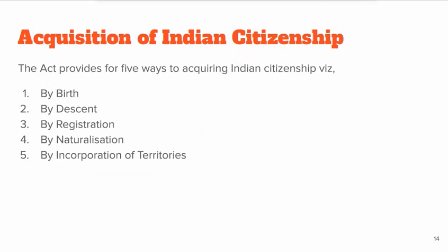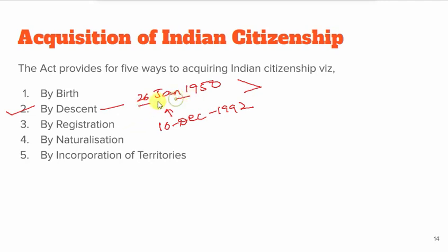Now, the second one, by descent. What exactly is this? Again, it has three conditions. A person born outside India on or after 26 Jan 1950 but before 10th December 1992 is a citizen of India by descent if his father was a citizen. Why do we mention the father here? Because we refer to the father as the head of the family. So if the father was a citizen of India at the time of the child's birth, the child gets Indian citizenship by descent.